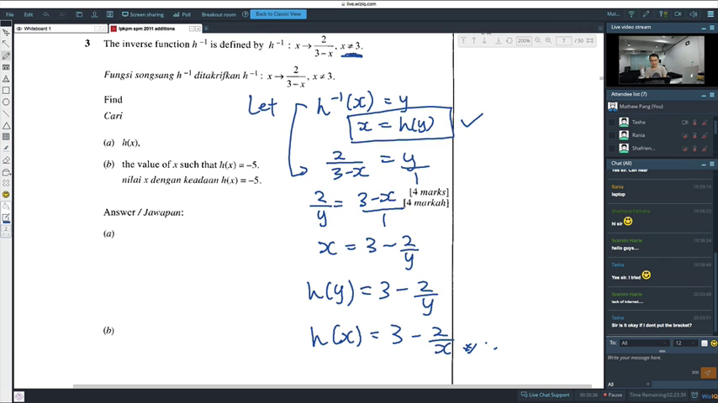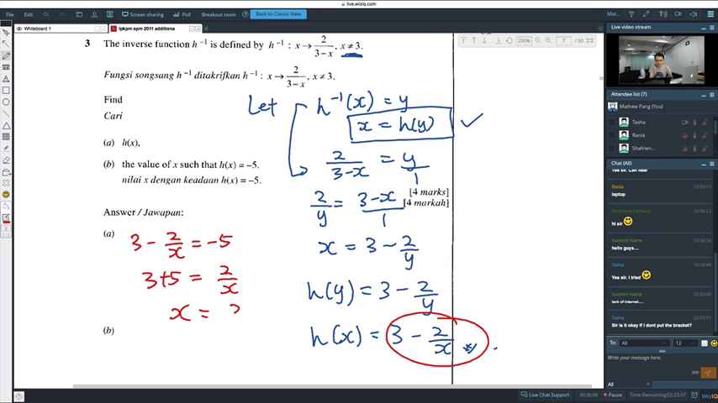Alright, so then the question says, find the value of x when h(x) equals to negative 5. That means this is my h(x), right? That means this one will equal to negative 5. So what I will do here is, let me change the other color. Maybe I use red. I will make the whole thing equal to negative 5. So 3 minus 2 over x equals to negative 5. Then I move this thing to this side, 2 over x equals to 3 plus 5. Then that means x will equal to 2 over 8. x equals to 1 over 4.